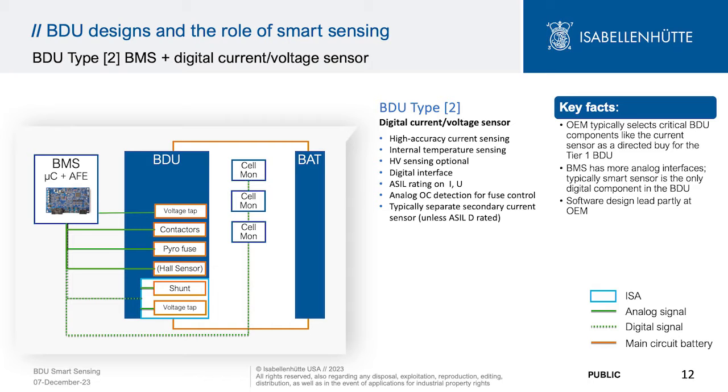In that case, the OEM would typically select critical BDU components, among them the smart sensor, directly, and would basically do a directed buy for these components with their selected tier 1 BDU supplier. As I said, the BMS would have more analog interfaces. Typically, the smart sensor would here be the only digital interface coming from the BDU.